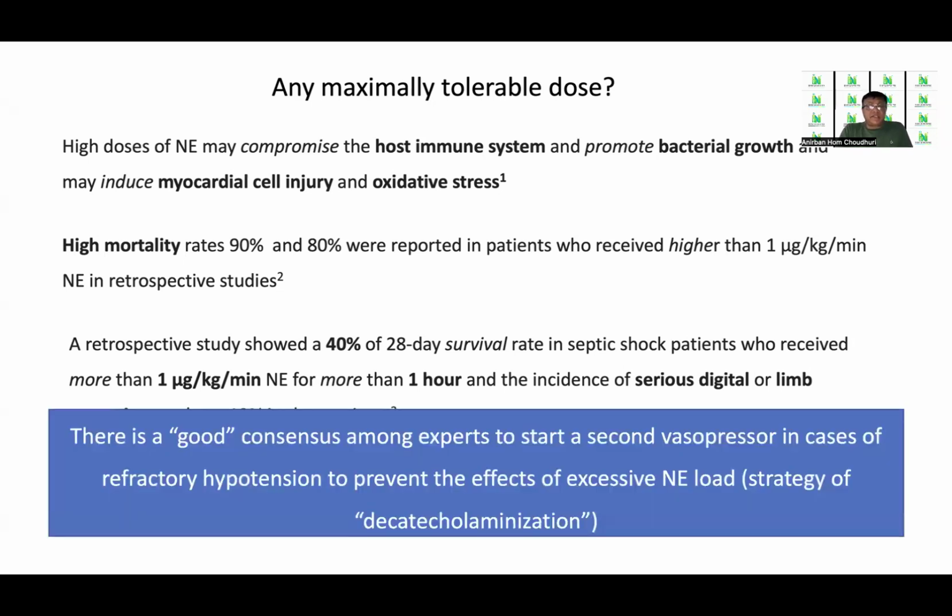So there is a good consensus among experts to start a second vasopressor in case of refractory hypotension to prevent the effects of excessive norepinephrine load, which is called the strategy of decatecholamine.